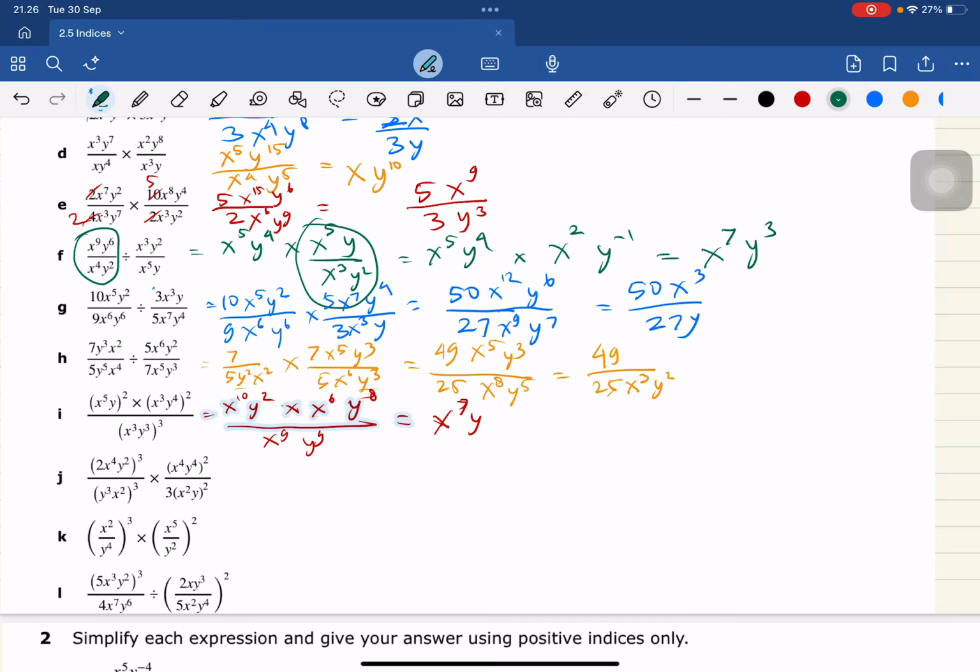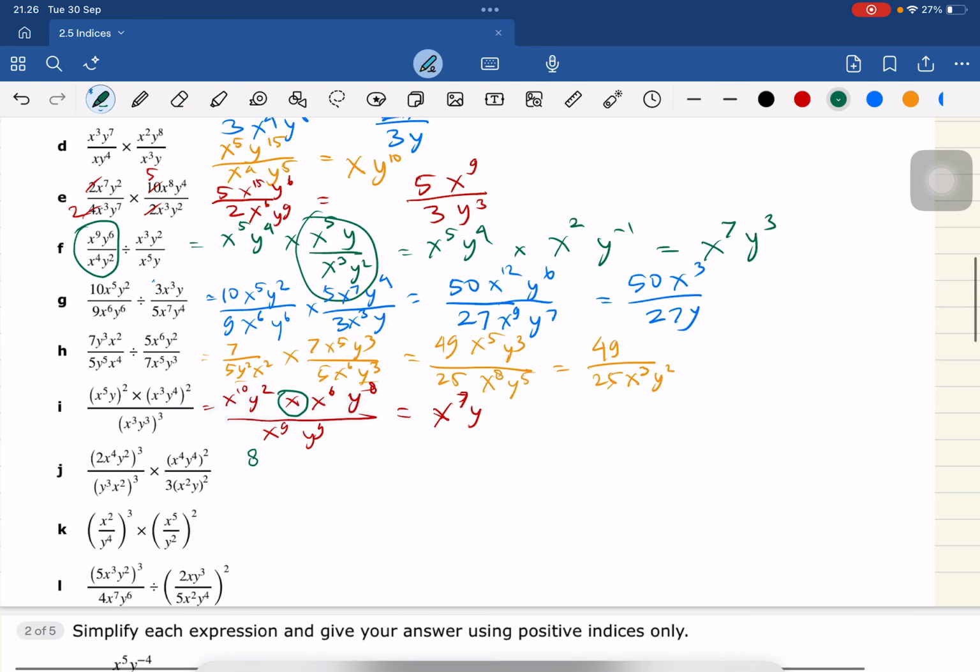Next, okay, this is multiplication x, not as a letter. So next 2 power of 3 is going to be 8. And then x power of 4 raised again by power of 2 is going to be x power of 12, and then y power of 6 multiplied by x power of 8 and then y power of 8. We divide by y power of 9, x power of 6.